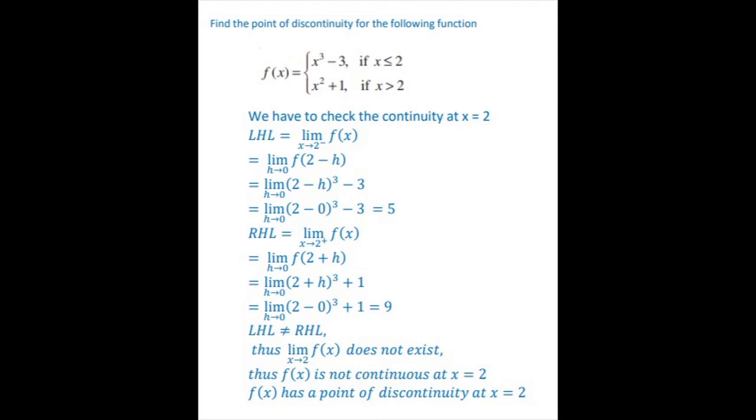LHL is limit x tends to 2 minus f of x. So f of 2 minus h is to be found. In that x cube minus 3, we have to replace x with 2 minus h, and you get 2 minus h the whole cube minus 3. When h is replaced with 0, we get 5. And RHL, we get 2 minus 0 the whole cube, 9. 2 cube is 8, 8 plus 1 is 9. So LHL is not equal to RHL. Thus we can conclude limit x tends to 2, f of x does not even exist. So the function is not at all continuous at x equal to 2, because the limit does not exist. So the only point of discontinuity is x equal to 2.